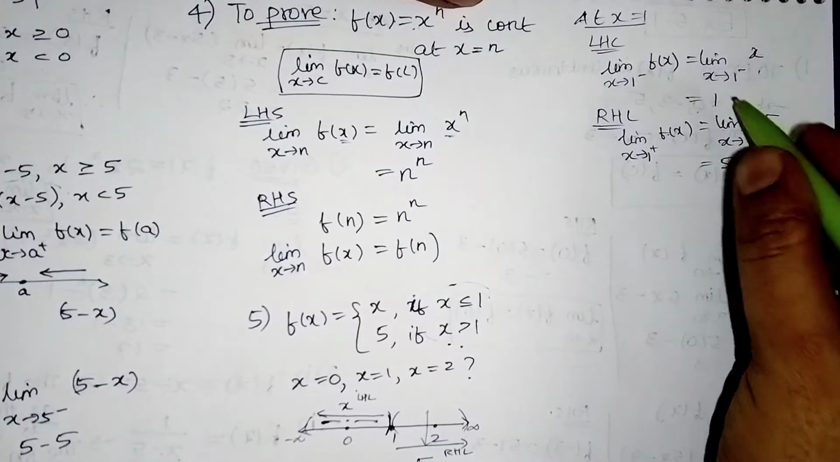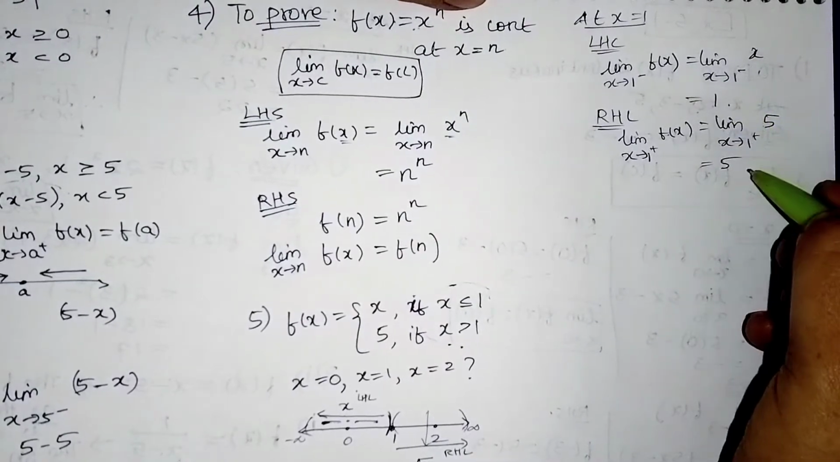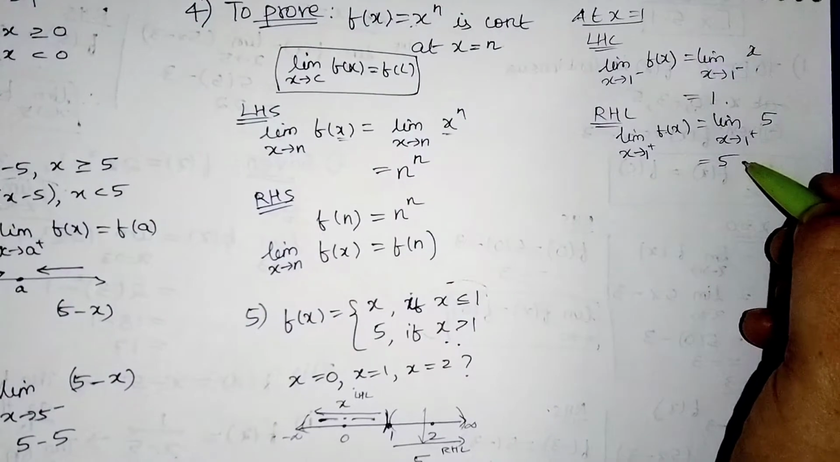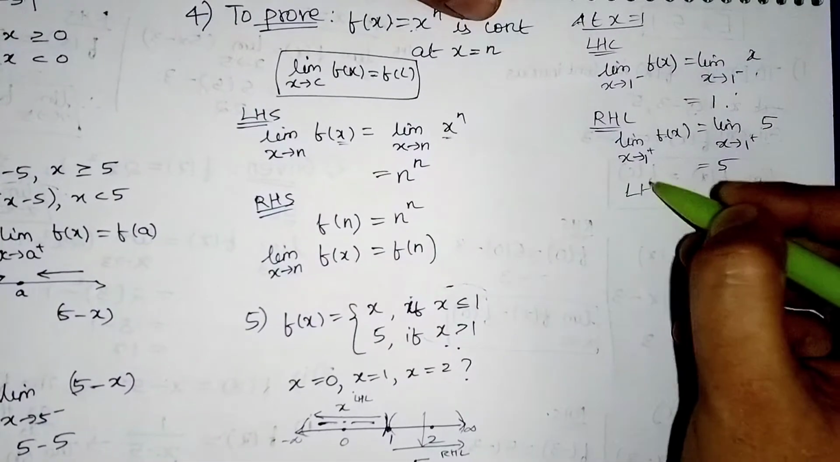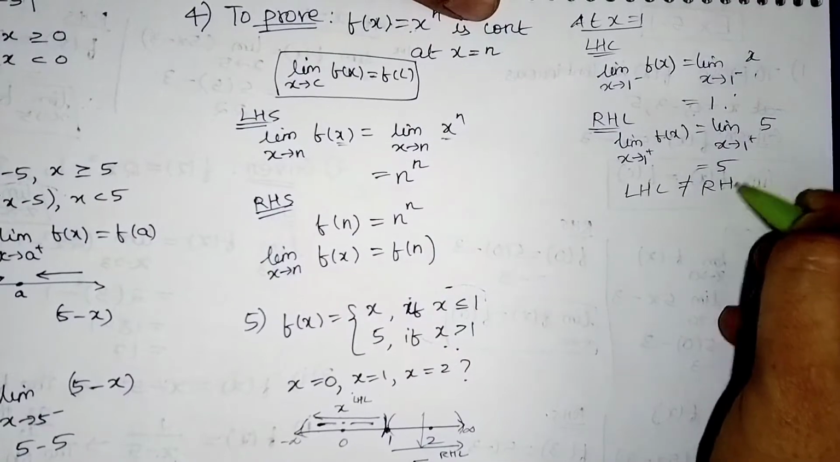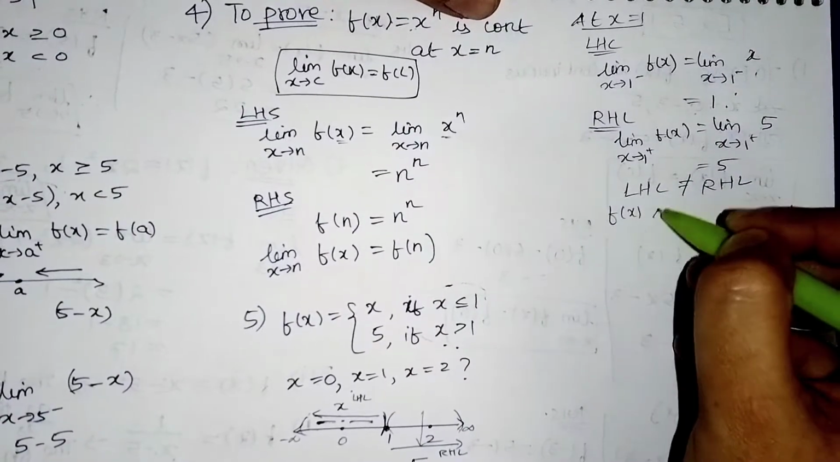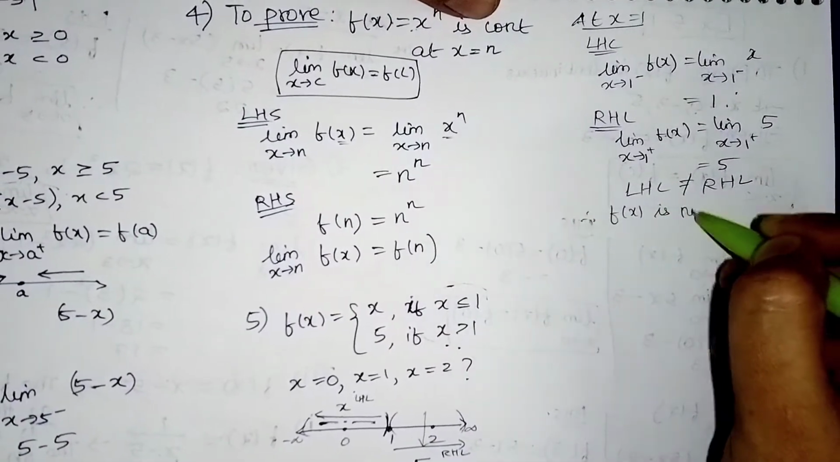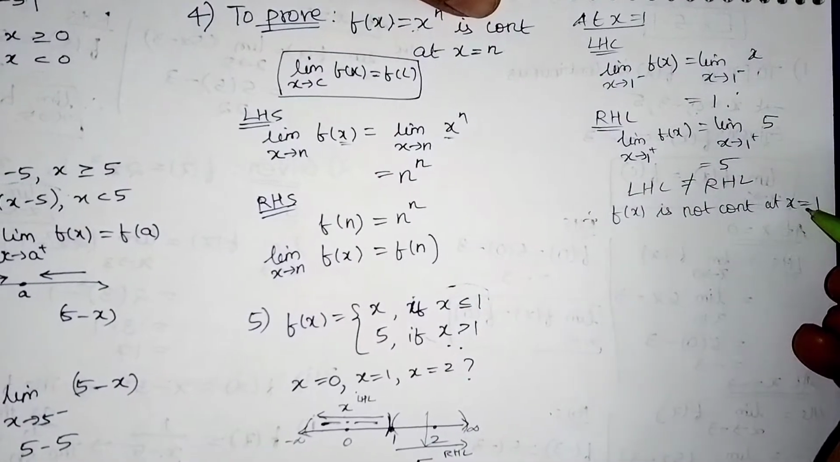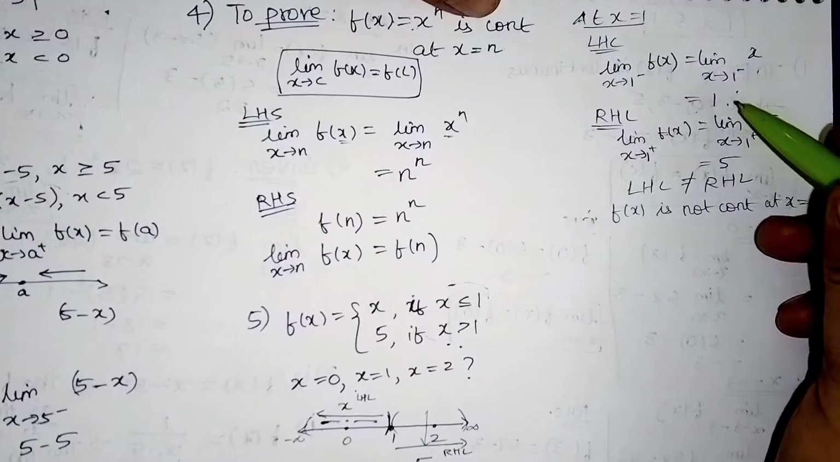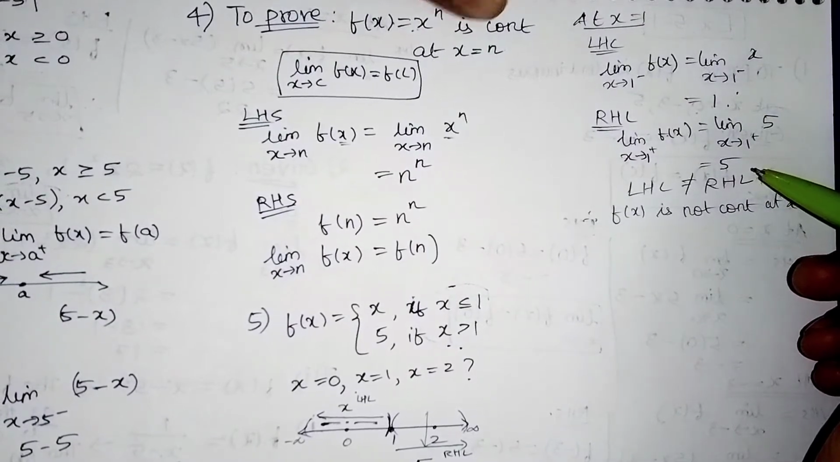When you check the values for left hand and right hand limits, the values are not same. Here itself we can stop. We don't want to find what is f of 1. Since the LHL and RHL is not the same value, the function is not continuous at x is equal to 1. We can immediately conclude the function is not continuous if LHL and RHL value are not same.